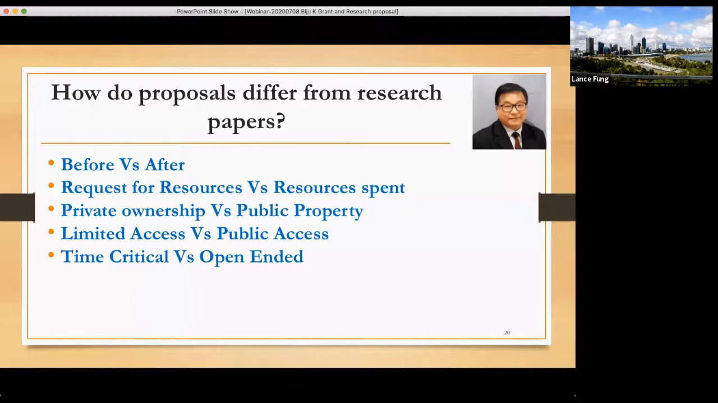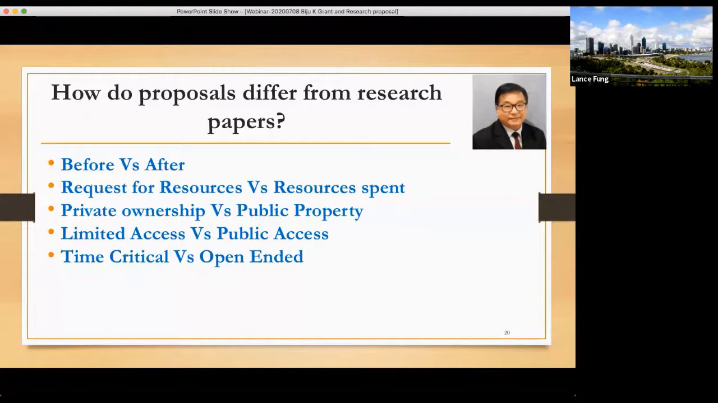Another difference is timing. When you write a research proposal, it is time critical, mainly referring to the deadline you need to submit by. On the other hand, once a paper is published, there is really no such requirement. Of course, for the submission time you still have a deadline, for example, if you have a conference.